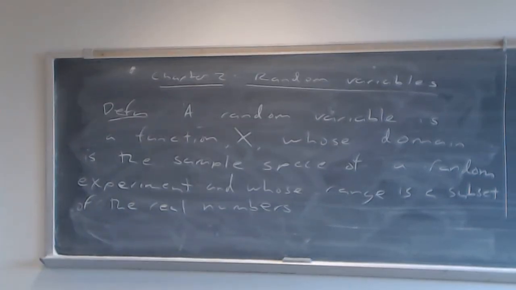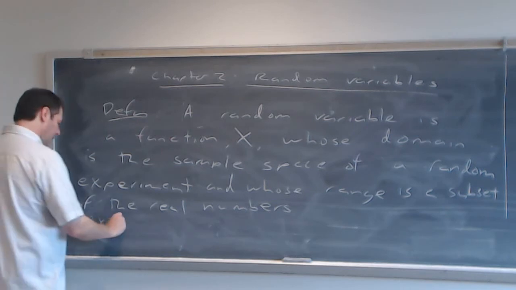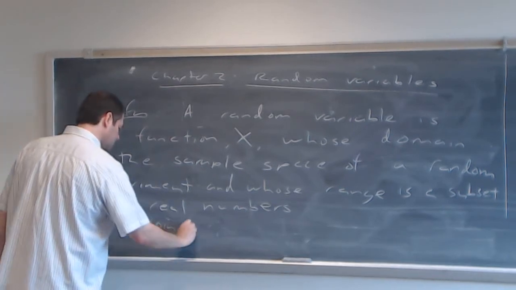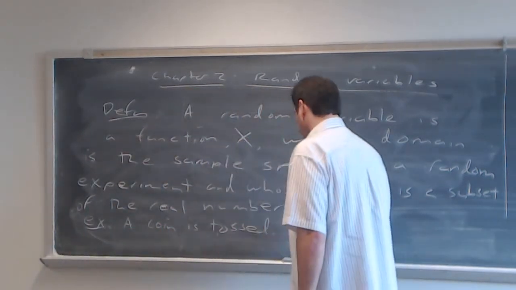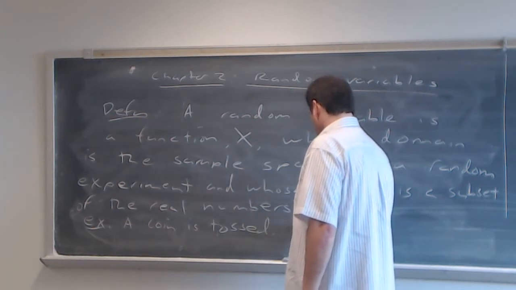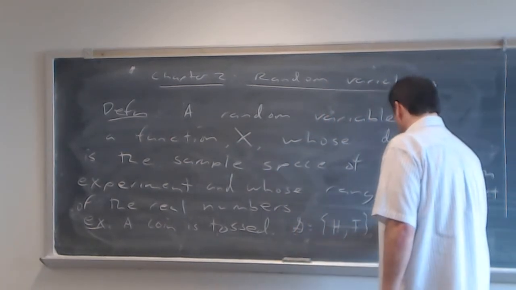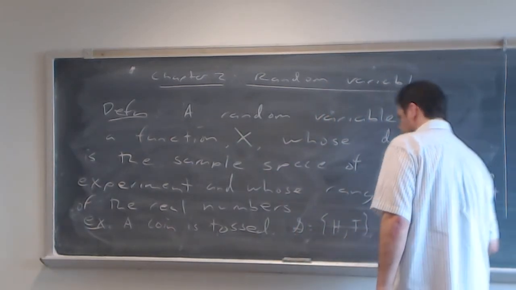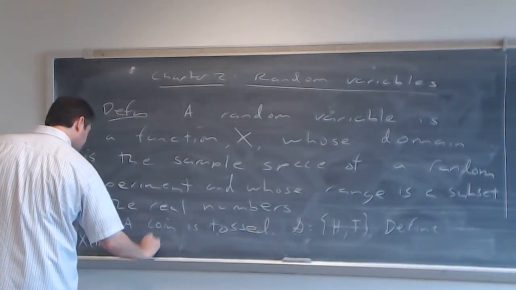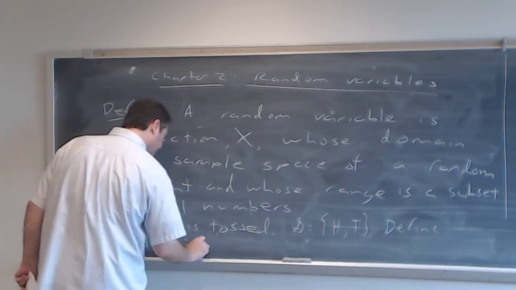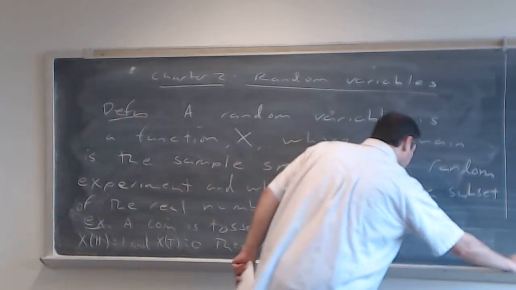Well, let's look at some examples. So here's one. As an example, let's say a coin is tossed. And so someone would say, well, the sample space is either H or T, heads or tails. And we've defined X of H to be equal to 1 and X of T to be equal to 0. Then X is a random variable.